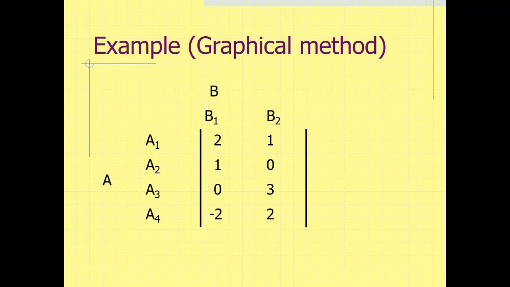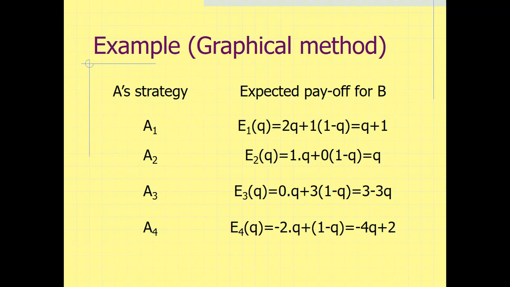Let us solve this by the graphical method. Since there is no saddle point in the game, the player B would resort to mixed strategies. Let the player B play the strategy B1 with probability Q, and hence the strategy B2 with probability 1 minus Q. Now the expected payoffs for player B for any pure strategy of player A, that is for any one of the pure strategies A1, A2, A3, A4 of player A, would be given by E1(Q), E2(Q), E3(Q), E4(Q).